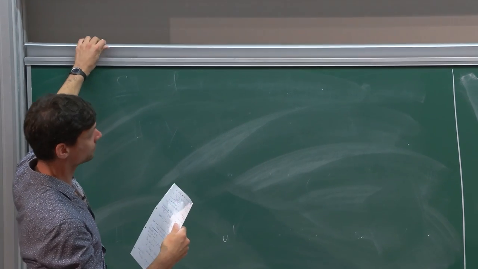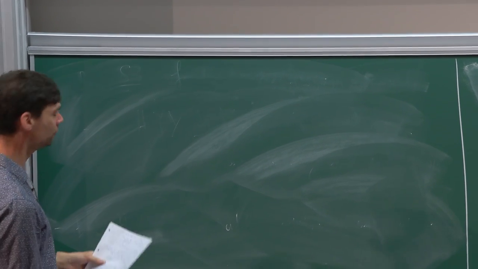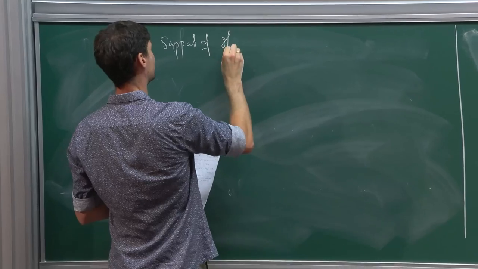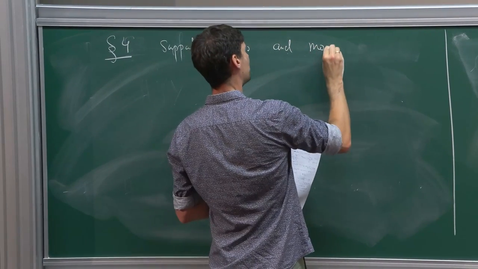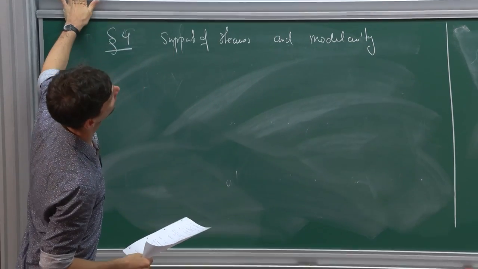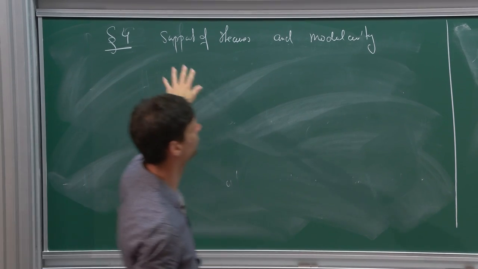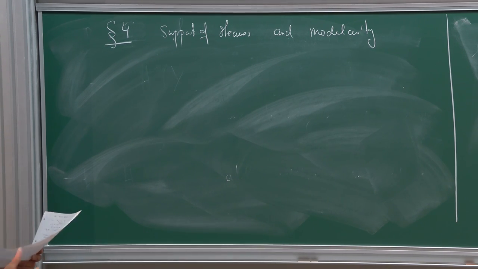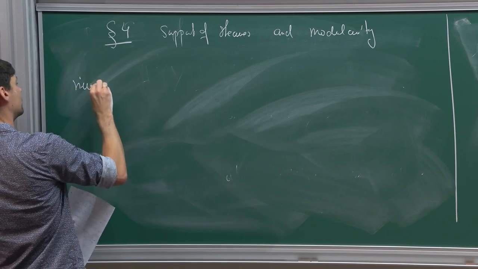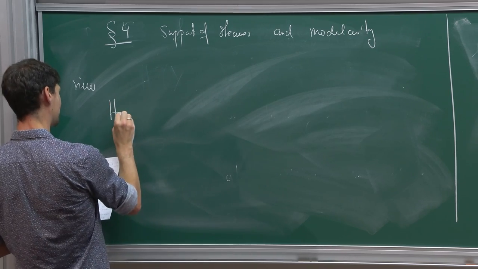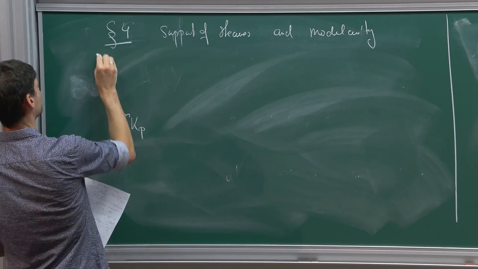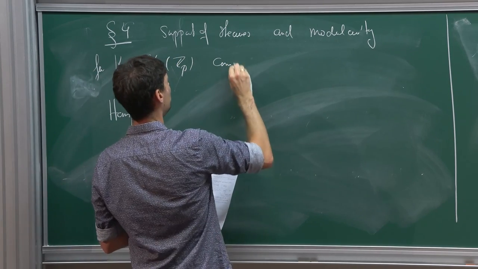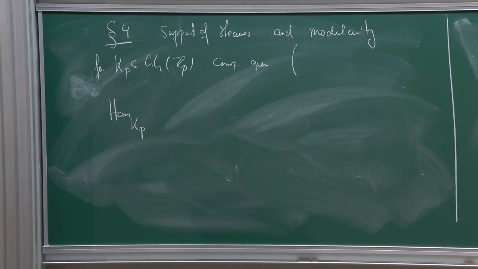Okay, I want to talk more about support of sheaves, of modules, and about modularity. I want to convince you that knowing the support of certain sheaves that you cook up from this universal object will tell you whether a Galois representation is modular or not. So we want to view the following object. Let's take some Kp in GL2(Zp) compact open, and maybe for simplicity I only want to take GL2(Qp).